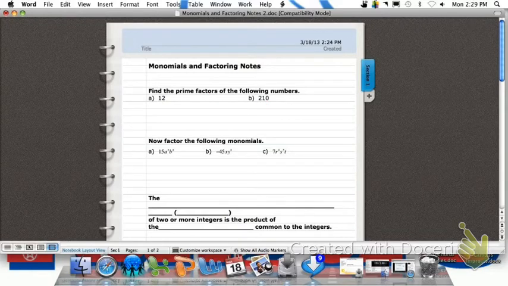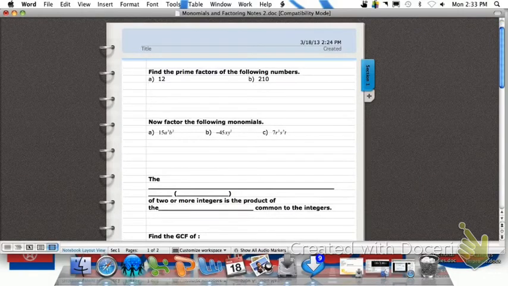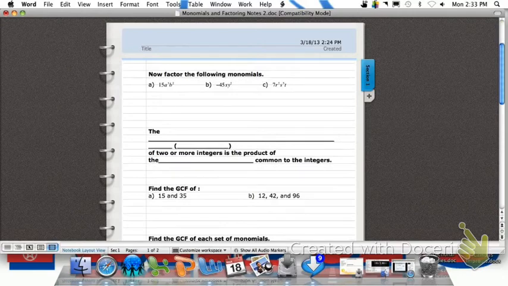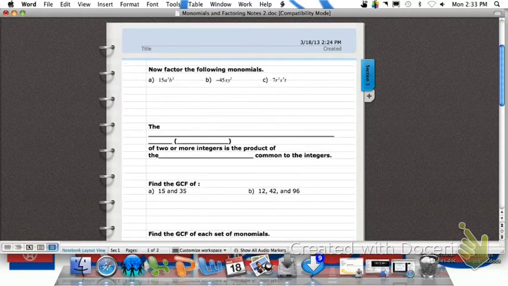All right, let's go ahead and look at the next one. The next one says factor the monomials. This one's a little more complicated. Okay, so when I factor the monomials, it's not that it's complicated. It's just I have variables in there. I have 15a cubed b squared. So if I do that and I want to factor this down, I'm still going to do the same thing with my 15.